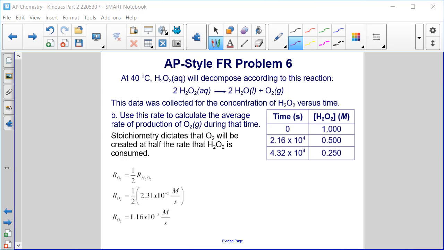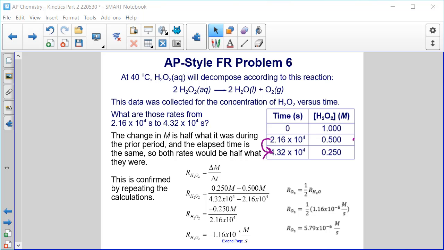Use the rate in part A to calculate the average rate of production of O2 gas during that same time period. Stoichiometry dictates that O2 will be created at half the rate that H2O2 is consumed. For every 2 moles consumed, only 1 mole of oxygen is produced. So the rate of production of O2 is half the rate of disappearance of H2O2, or 1/2 the rate found in part A, which leads us to 1.16 times 10 to the minus 5 molarity per second.